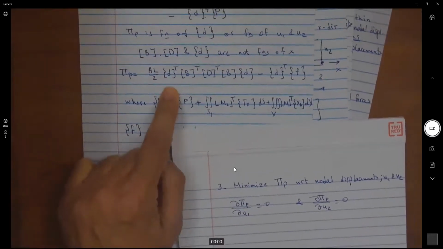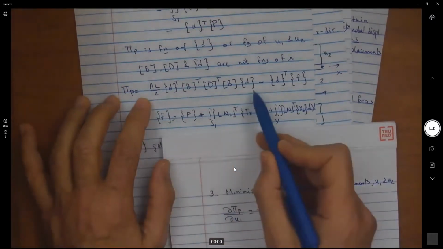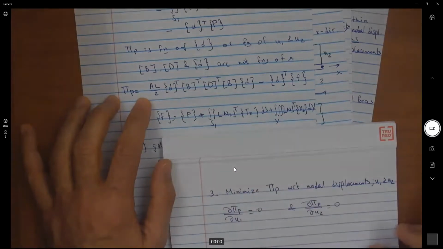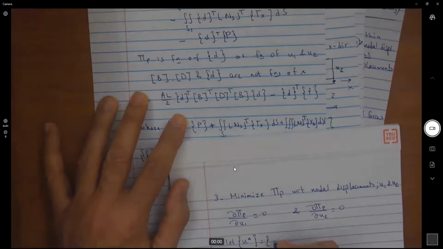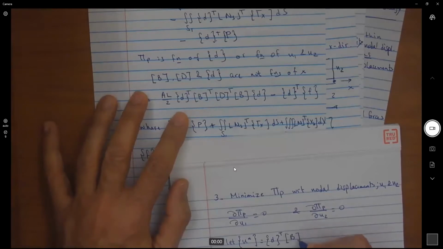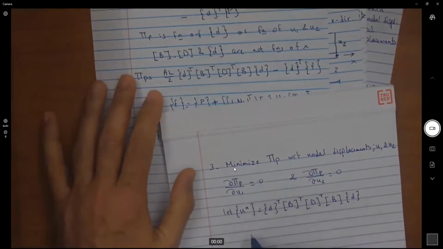Now, when I look here at the equation, you will notice that we have this expression for U. I'm going to let U star be equal to D transpose multiplied by B transpose multiplied by D transpose multiplied by B multiplied by D. Okay.